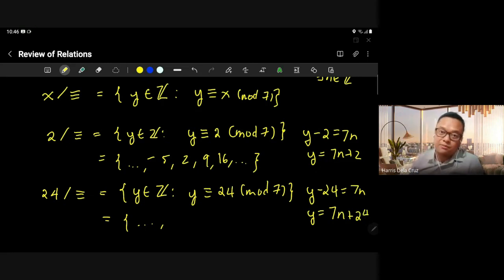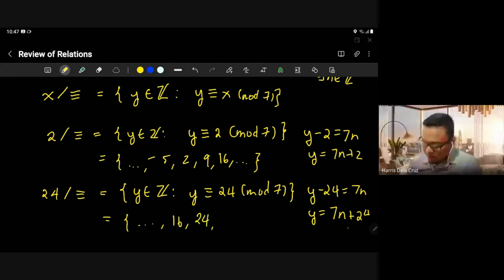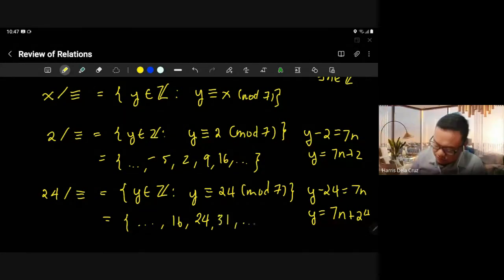So, negative 7 plus 24, 16. Pag 1, 24 plus 7, 30. Pag 0 muna pala. Pag 0, 24. Pag 1, 7 plus 24, 31, and so on.